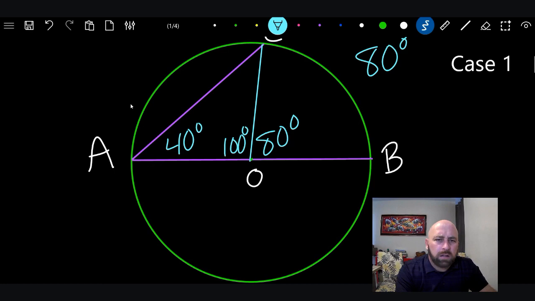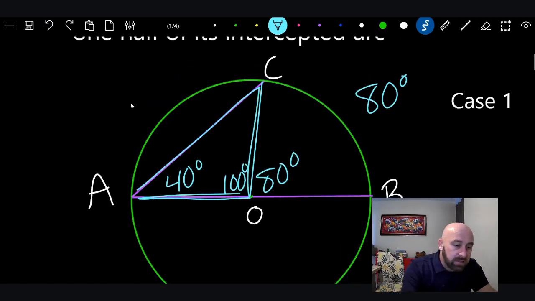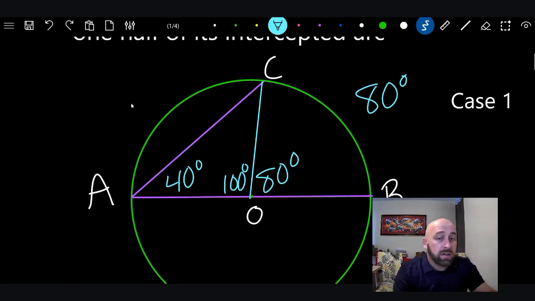Wait, how'd you do that? Because this is a straight angle, and straight angles equal 180. If one side of your straight angle is 80, then the other side is 100. It has to be. Now we also know this angle up here. What is this one up here? Well, that's a triangle, right? Look, A, C, D, that's a triangle. Triangles always equal 180. So if we have 100 and if we have 40, then we have another 40.